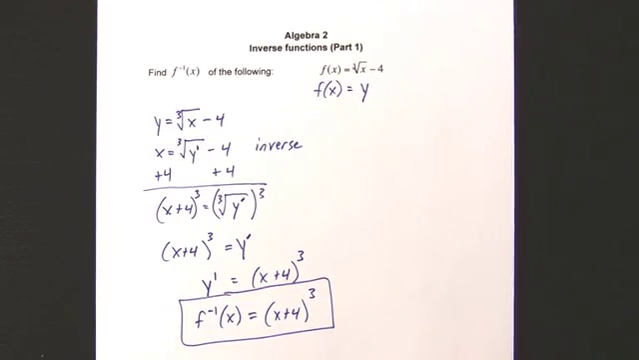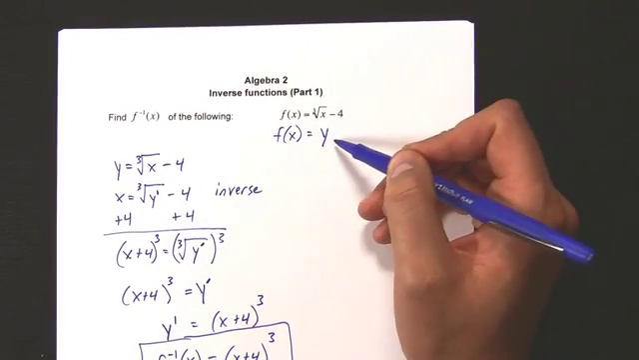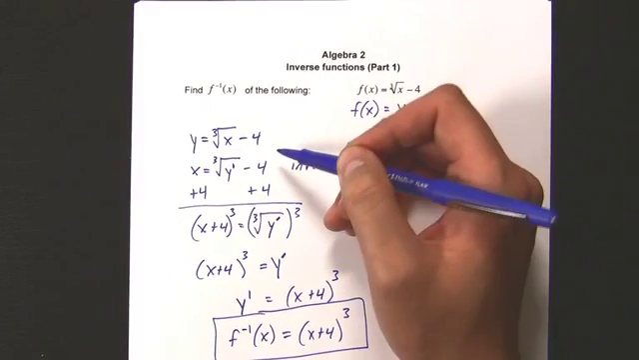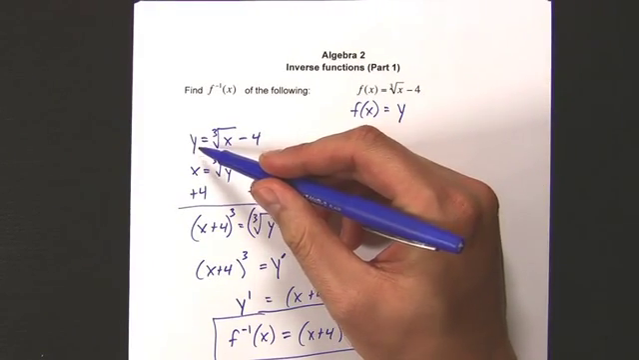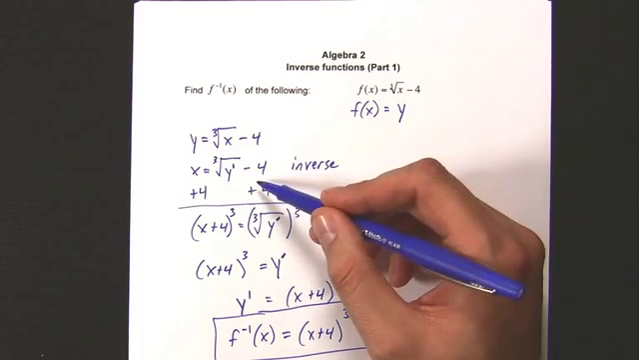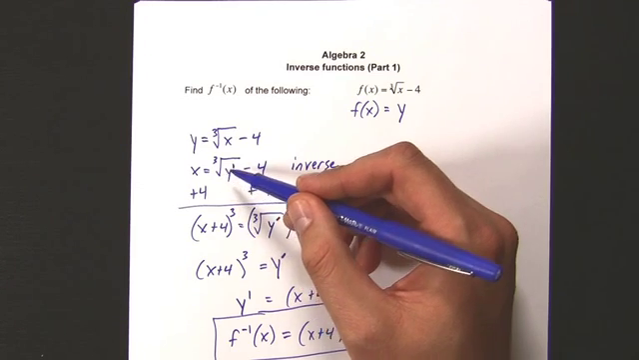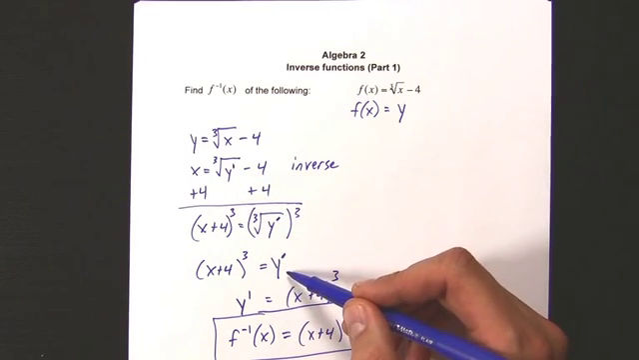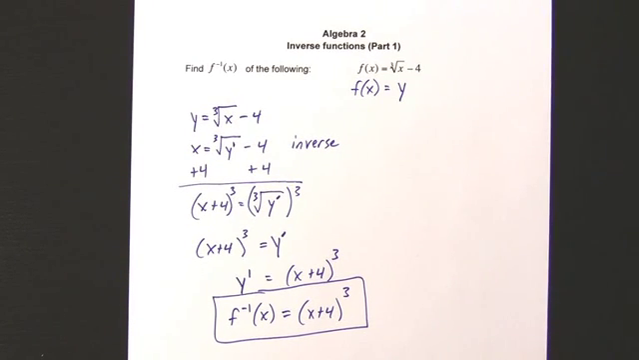Just to review the steps that I followed. First, I replaced f of x with y, and I rewrote the equation with y in place of f of x. Then, in order to find the inverse, I switched the places of x and y, and solved for y again. Whatever I get, that's my inverse. Those are the steps. If you need to review the video, please do so. Otherwise, I'll see you next time.